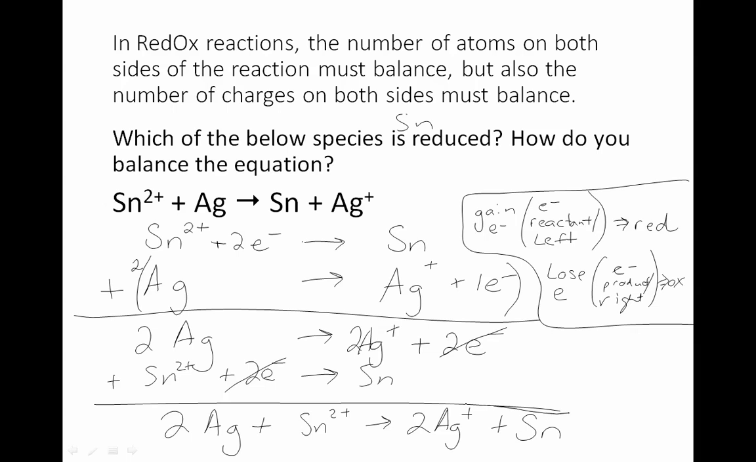And notice this now is our final complete balanced reaction. So even though it looked balanced at the beginning, it wasn't, because electrons were not balanced. So that's how you balance an equation. Let's look at another example.